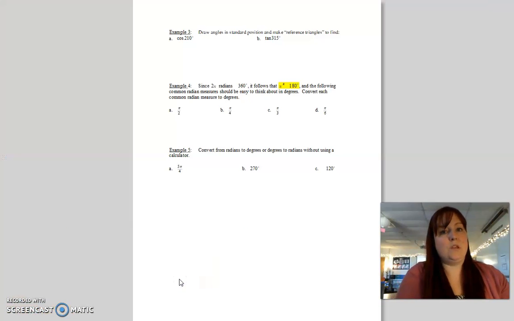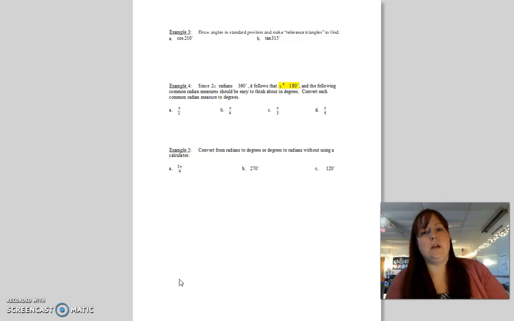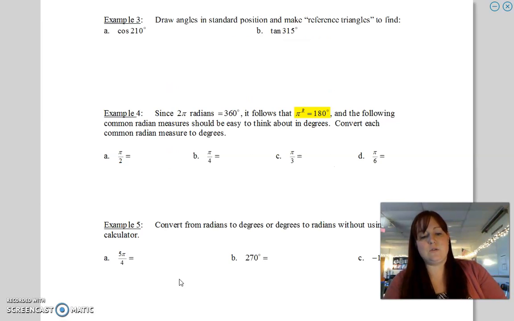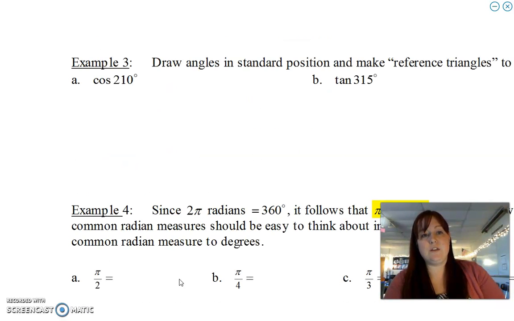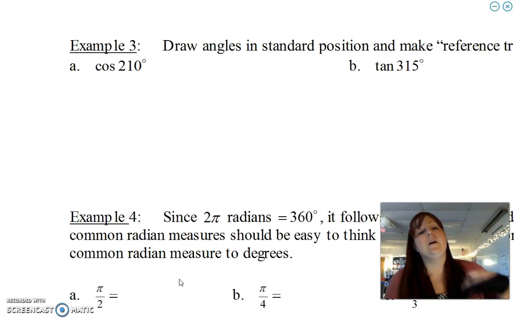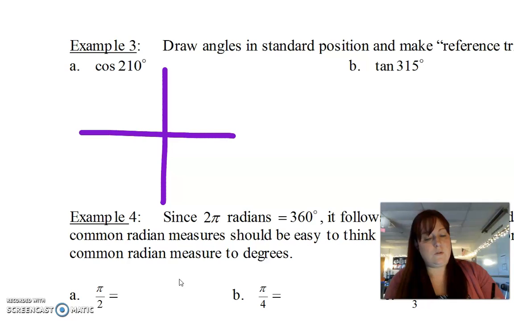Okay, so we're going to draw an angle in standard position and make a reference triangle to find cosine of 210. We're trying to find what cosine of 210 is without a calculator, so we're going to make a reference triangle. Here we go. We're going to draw this angle in standard position. So 210 goes around here and then stops right about there.